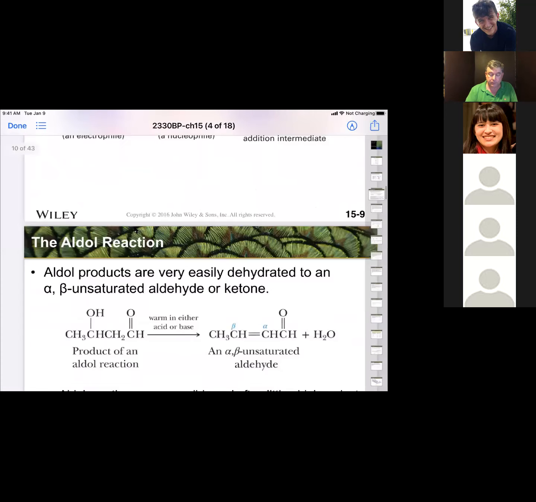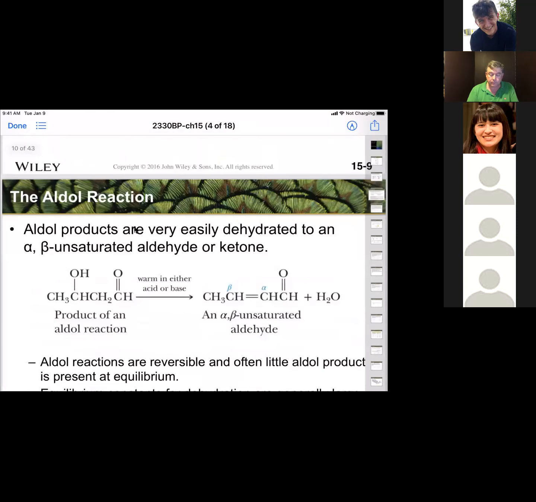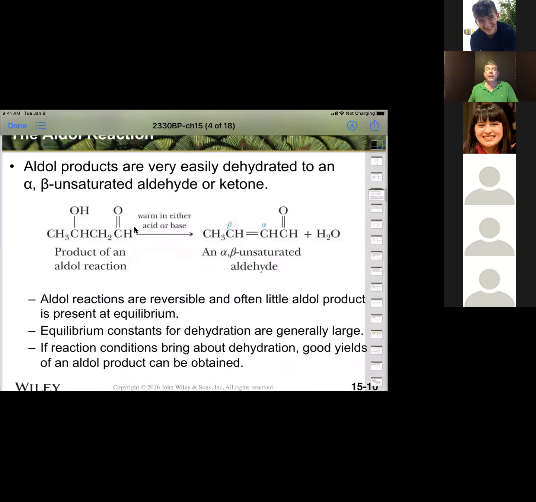Okay, so now if you do these at room temperature or not very hot, they will stay as those alpha and beta hydroxy aldehydes or ketones. However, if you heat them up, we can now lose water. It is an acid or base catalyzed dehydration, and we will generate a double bond in conjugation with the carbonyl.